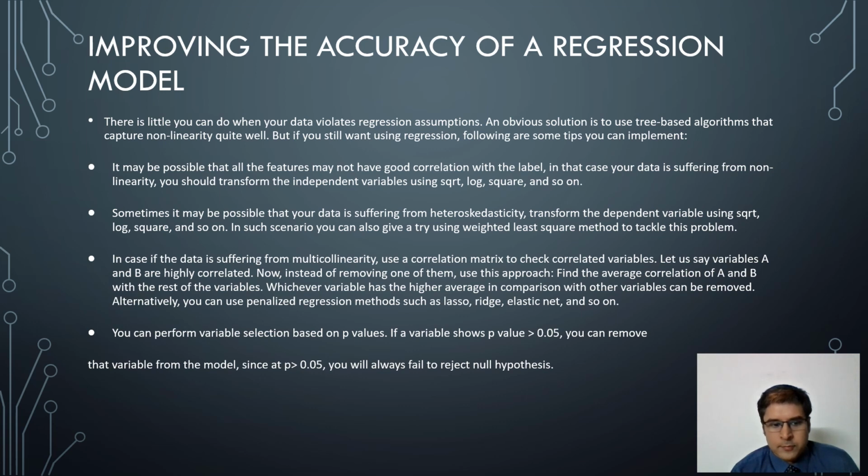Alternatively, you can use penalized regression methods such as lasso, ridge, elastic net, and so on. You can perform variable selection based on p-values. If a variable shows a p-value greater than 0.05, you can remove that variable, since at p greater than 0.05, you will always fail to reject the null hypothesis.